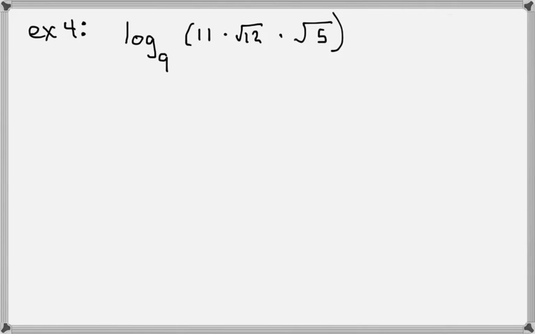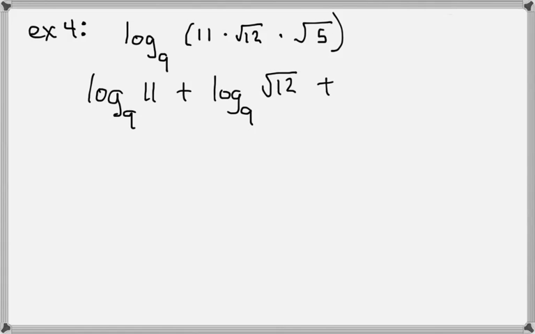Here we have a log base 9 of an 11 times a square root of 12 times a square root of 5. Those 3 numbers there are multiplied, so we can use our product property to expand this to 3 separate logs. So we have a log base 9 of 11 plus a log base 9 of the square root of 12 plus a log base 9 of the square root of 5.